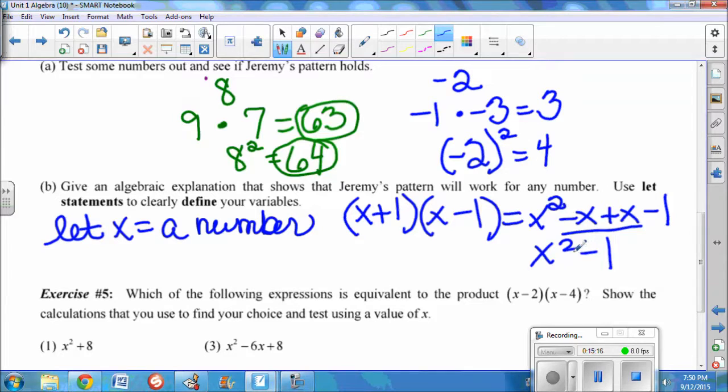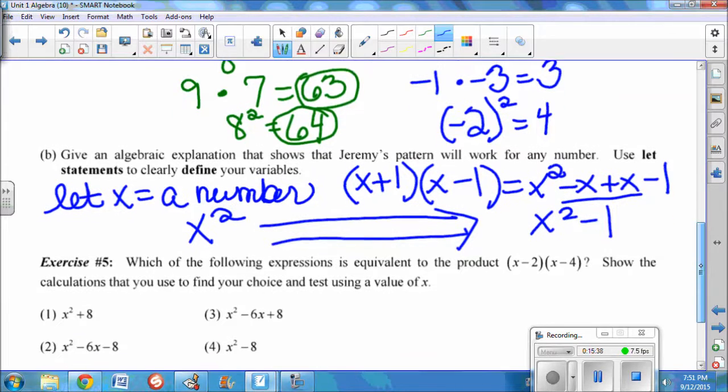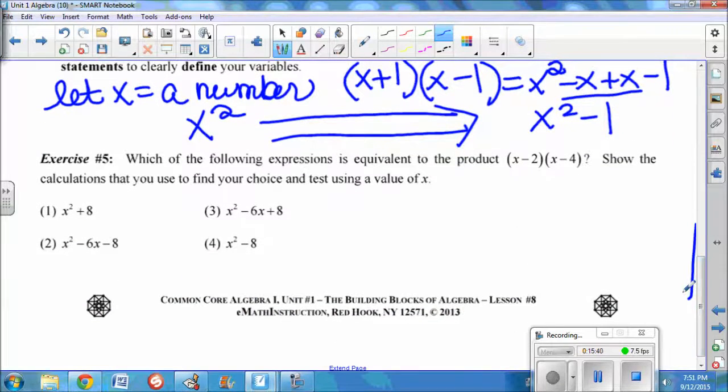Does that fit what we talked about in A? If we took our number, which was x, and we squared it, the prediction was that our product would be 1 less than the square of our number. Isn't x squared minus 1 one less than x squared? My mind was blown when I saw that. I don't know about you guys, but I thought that was pretty cool. All right, I'm going to give you the answer to this one. By all means, multiply it out, test it, check it on your calculator. But we've got to go on and look at the next lesson.